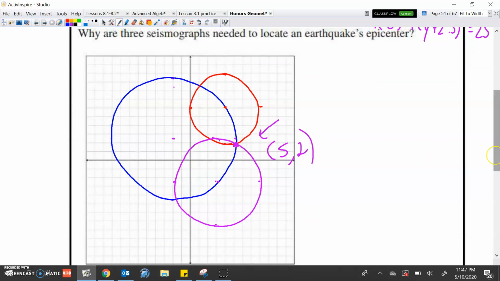Okay, now when I graph them, notice they all happen to coincide at this point 5, 2. So what that means is, why are 3 of them needed? Because that's the only place where 3 of them can coincide, and that helps them identify the center of the earthquake. All right, check your homework and I'll see you soon.